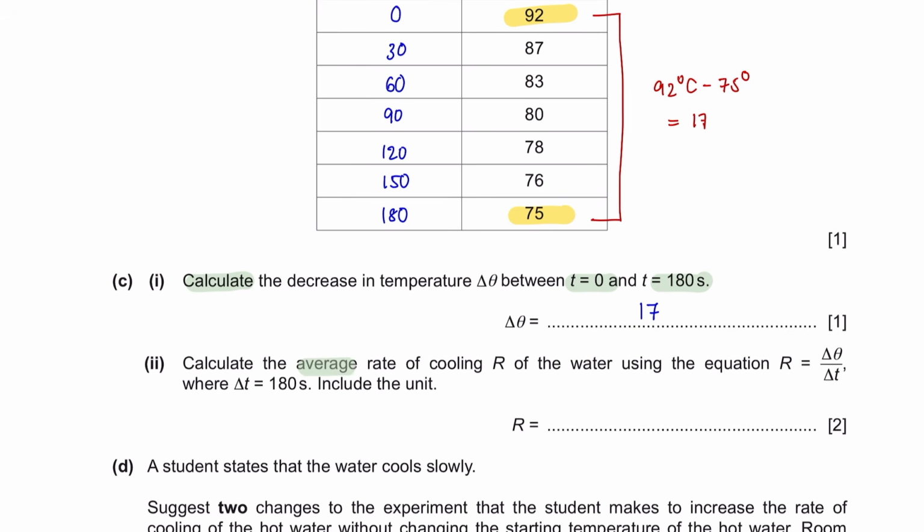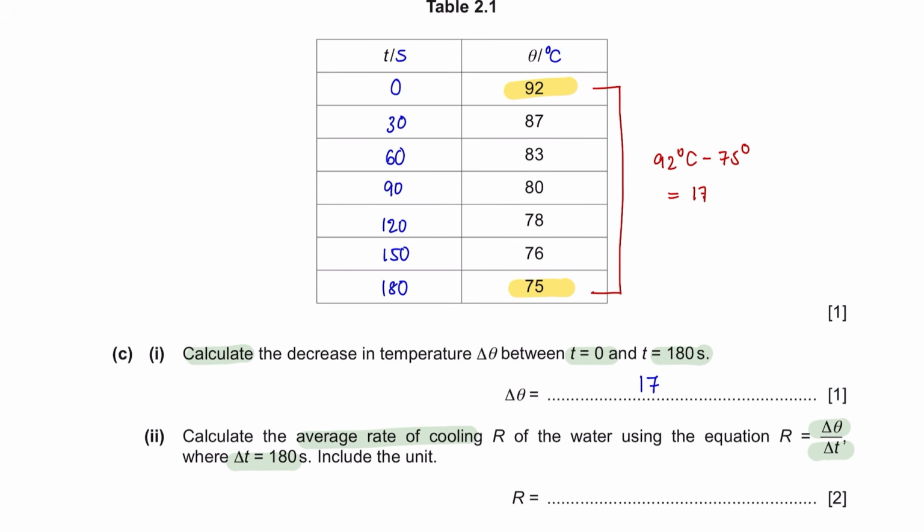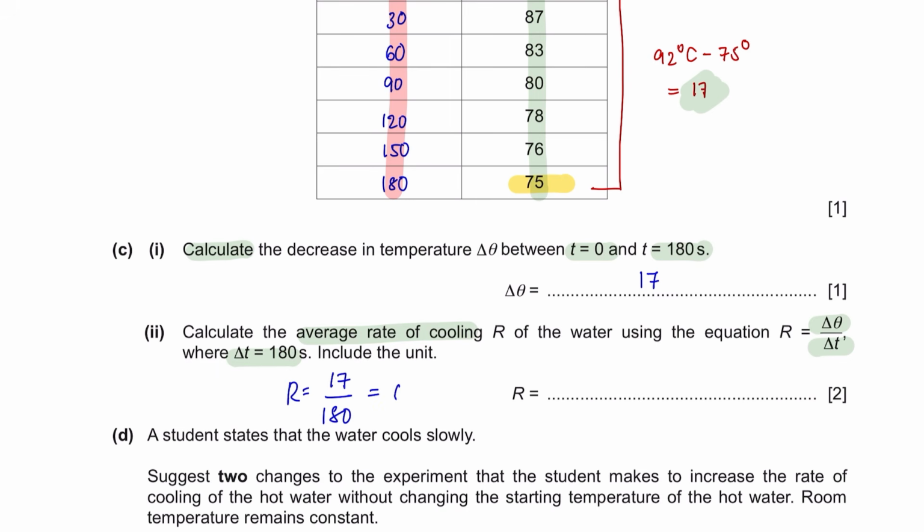Part 2. Calculate the average rate of cooling R of the water using the equation R equals change of theta over change of time, where change of time is 180 seconds. Include the unit. So for change of time equals 180 seconds, you are going to take this whole range, meaning that your change of temperature will be from 92 to 75, which is 17. The value of R that you would get would be 0.0944 and so on. You can leave your answer as 3 significant figures, which would be 0.0944. And the unit is degrees Celsius per second. Do not forget your units.